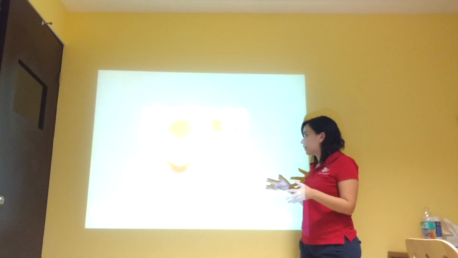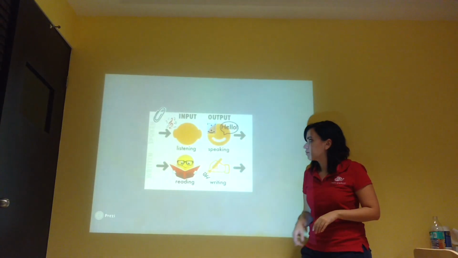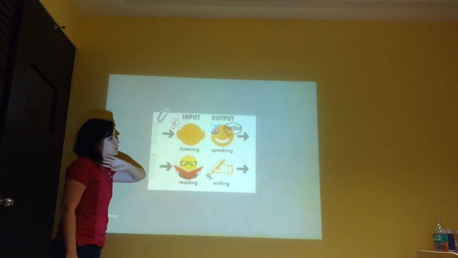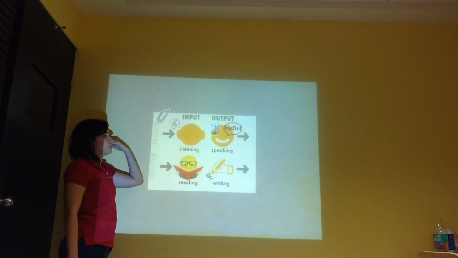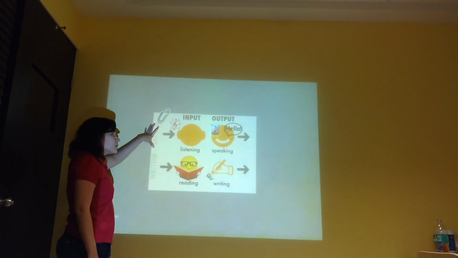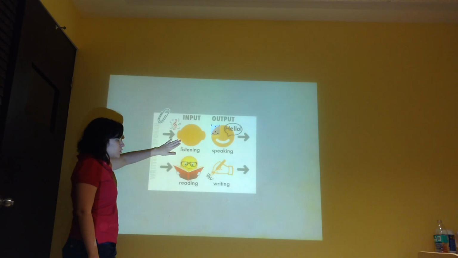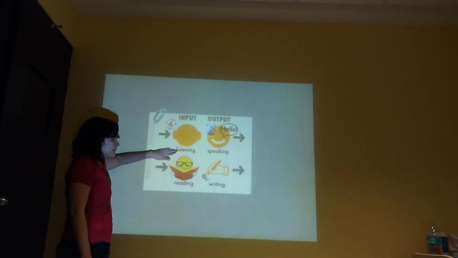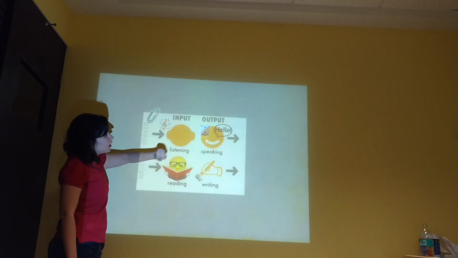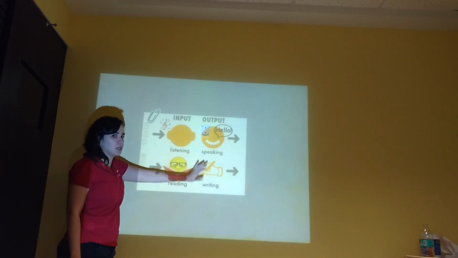Okay, so here we have a summary of the stages. We have the input and the output, which we said are stages of the teaching model. We have the spoken part and the written part, which is the way the student receives information through listening or reading. And we have the output, where they produce information by speaking or writing.